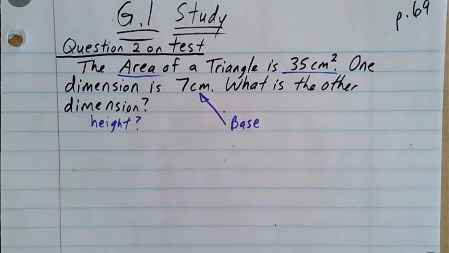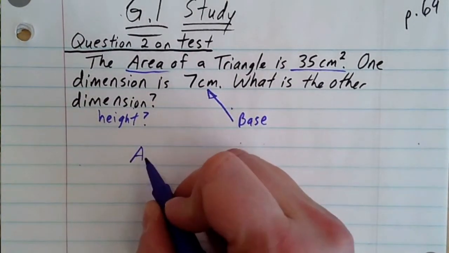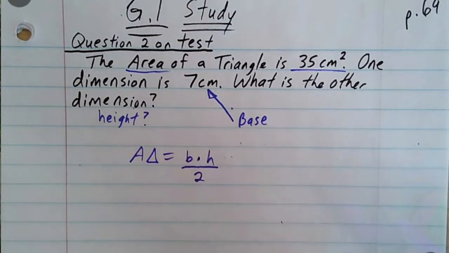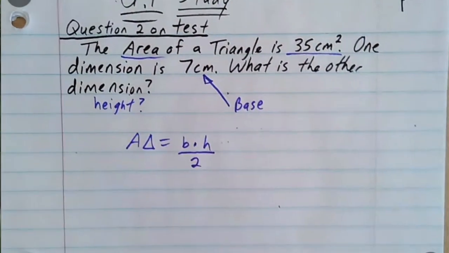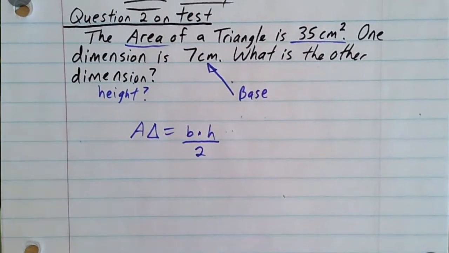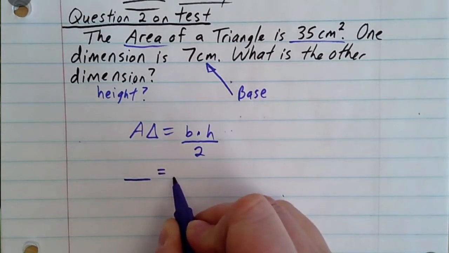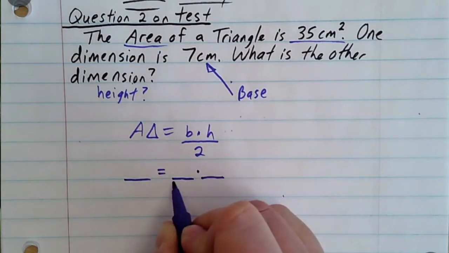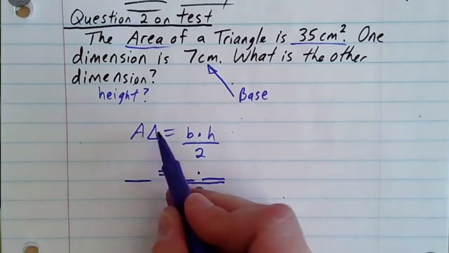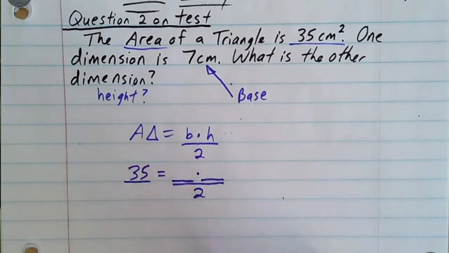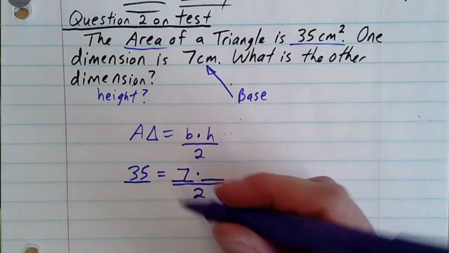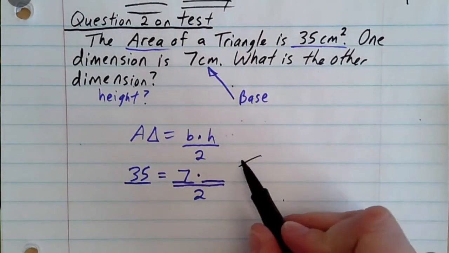Well, let's use our triangle formula. Area of a triangle equals base times height divided by 2. You can use your calculator and just start guessing, or you can plug these numbers into the formula. Do we know the area? Do we know the base or the height? We know we're going to be dividing by 2. We know the area is 35, so since that's area on the left side, I would put area over here. We know one dimension, the base, is 7, and then we're looking for the height.